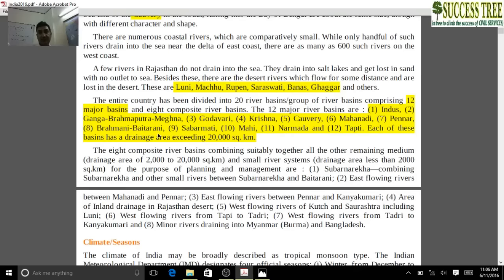So open your atlas, locate Brahmani Baitarani. Once you are doing the India book, carry an atlas with you as well. Also carry pen and paper so that you can note down which portion remains important for mains. Once you are doing mains, you can mark it as M for mains and P for prelims like this. But open the Odisha map.